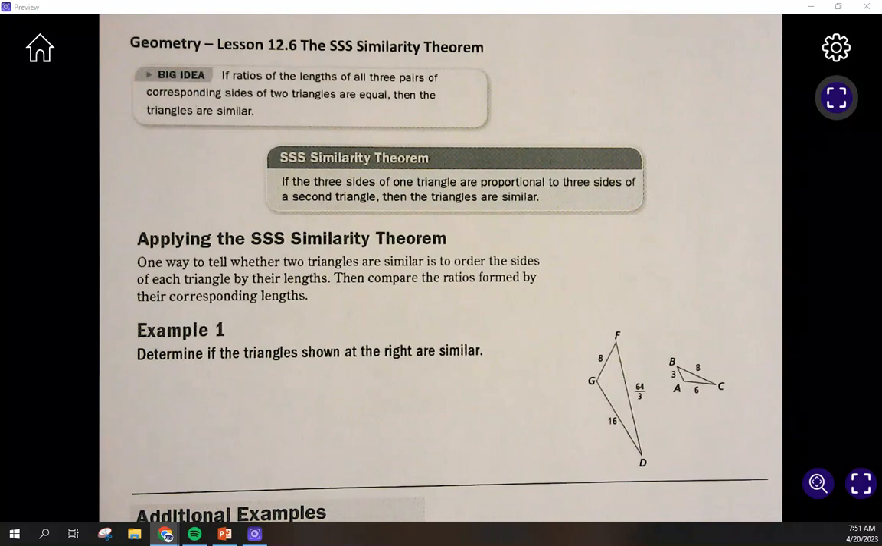This is Geometry Lesson 12.6, the SSS Similarity Theorem. So that should sound familiar. We looked at congruence theorems. So we're now going to be looking at some similarity theorems.